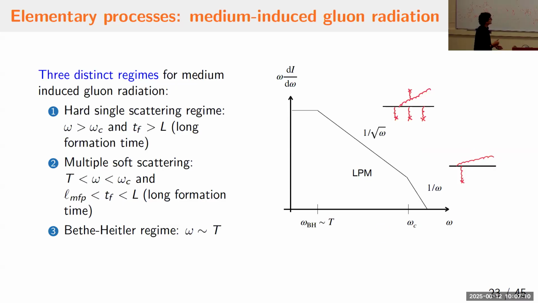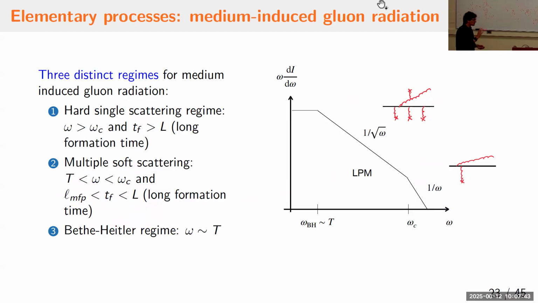Which is 100 GeV. And the lowest frequency is of the order of the temperature scale, right? So we go from 1 GeV to 120 GeV. And this is the spectrum that spans these two scales. This is the bulk of the radiation, which is in between this temperature scale and omega C. This is the regime of the multiple soft scattering approximation, where omega is between the temperature and omega C, and the formation time is between the mean free path and the system size.